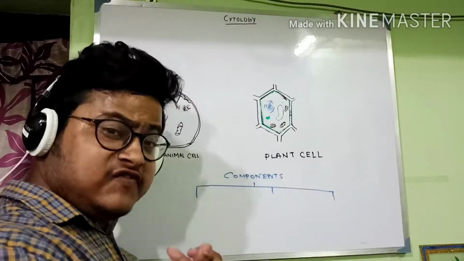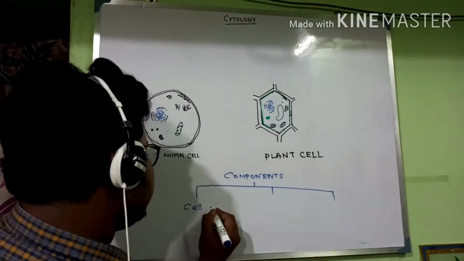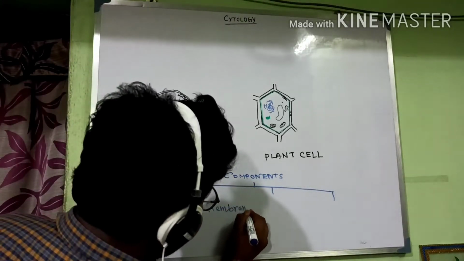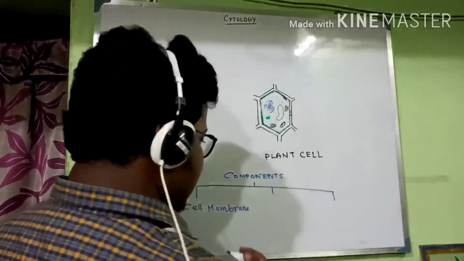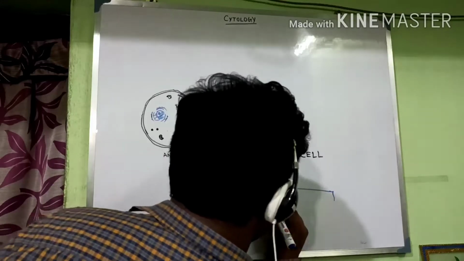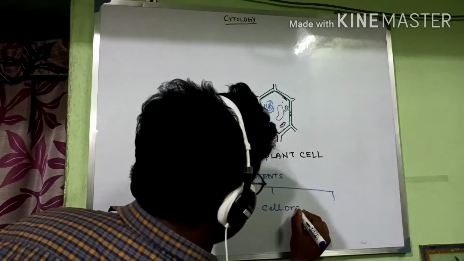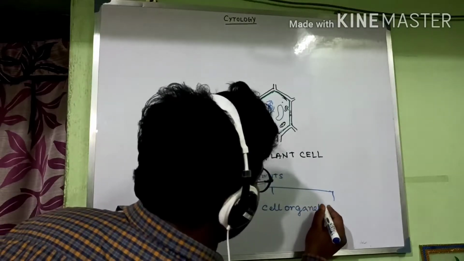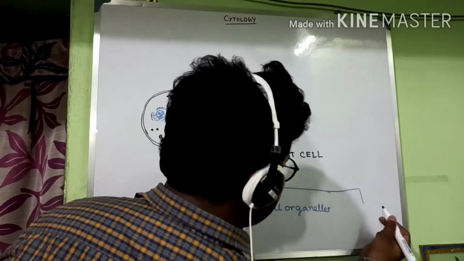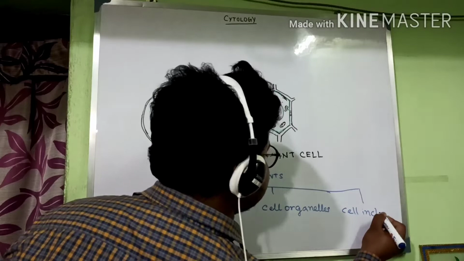Cells mainly have three components. The first one is the cell membrane. Another one is cell organelles. And the third one is cell inclusions.